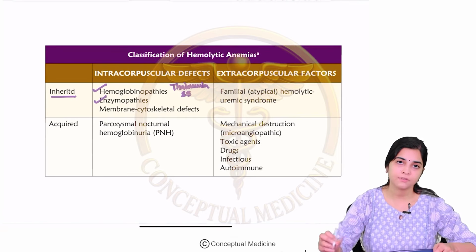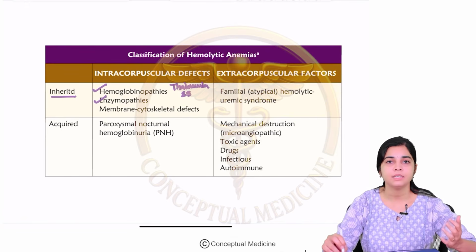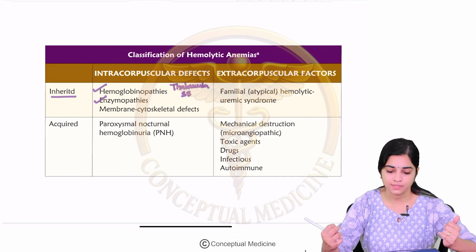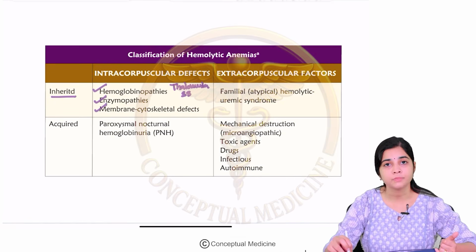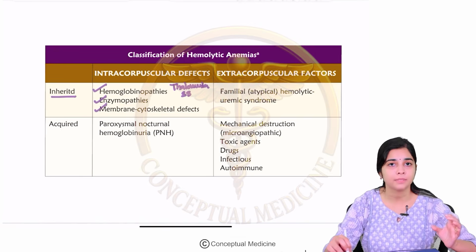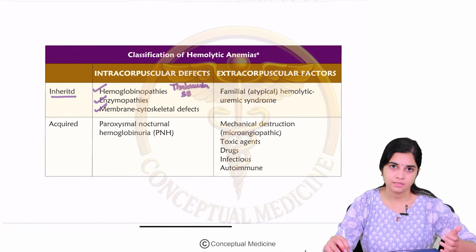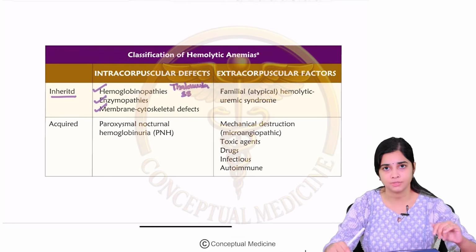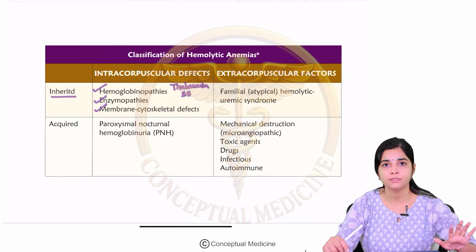Then, the next cause for inherited hemolytic anemias include enzymopathies, where there is a problem in the glycolytic pathway which is used by the RBC for its function. So, there can be G6PD deficiency, pyruvate kinase deficiency. These are enzymopathies. Then you can have membrane cytoskeletal defects, which means defects in the RBC membrane, which is going to cause RBC damage. All of these are intracorpuscular defects, defects within the RBC.